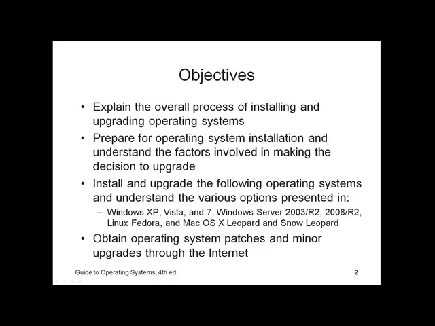And we're going to talk about preparing for an operating system installation and what you need to know about the factors involved in making the decision for an upgrade. Also, we're going to talk about installing and upgrading several specific operating systems, including XP, Windows Vista and 7, Windows Server 2003 and 2008, and we're going to touch on Linux, Fedora, and Mac OS, particularly Leopard and Snow Leopard as well. And we're also going to be talking about obtaining operating system patches and minor upgrades through the internet. So let's get started.